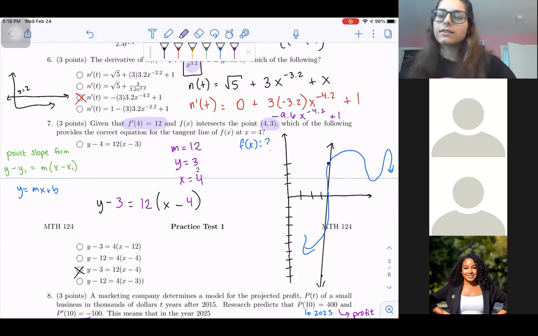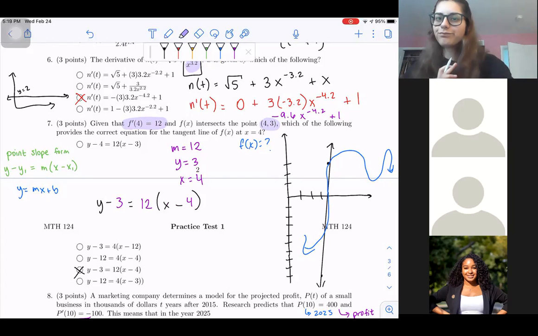So the big concept here is recognizing that the derivative at a point is the slope. Because you guys already know how to find y equals mx plus b. It's just connecting that slope is derivative. Derivative is slope. Hopefully that answered the question.